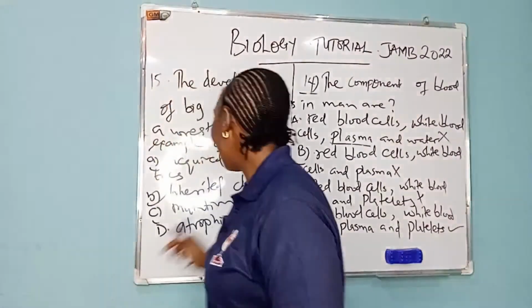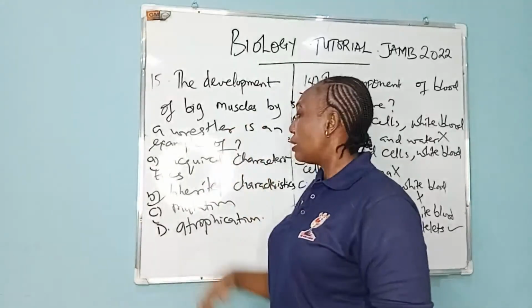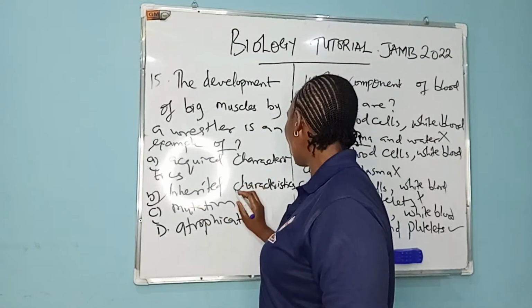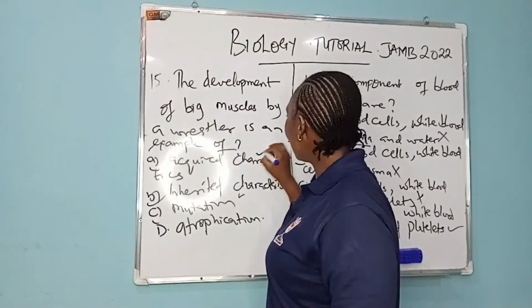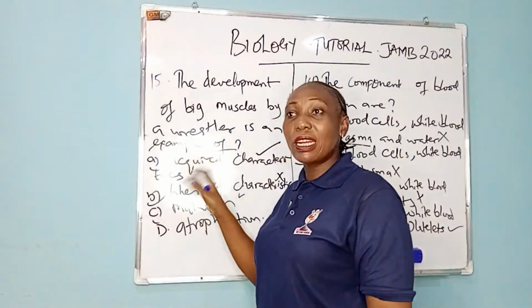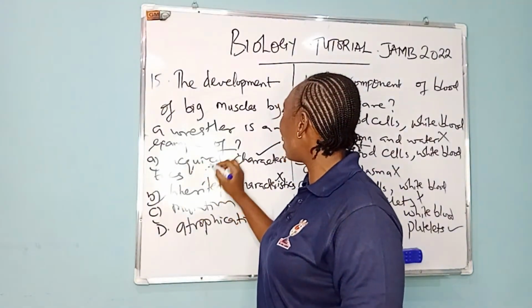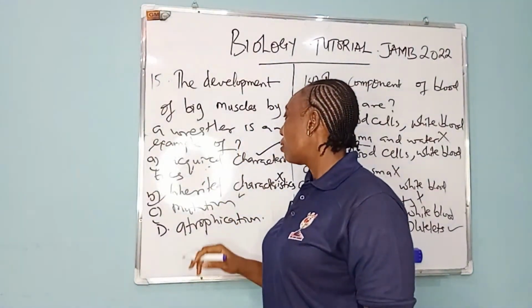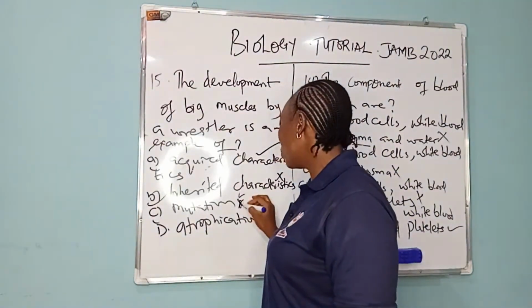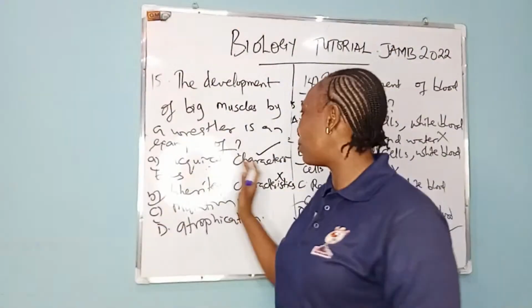So it is inherited. So you see these muscles, they are not part of inherited characteristics. So this makes this wrong. While this is acquired, constant training and environment. Constant training and environment, that's what brings about the development of muscles. Then mutation, what is mutation? Mutation is even totally out of it.